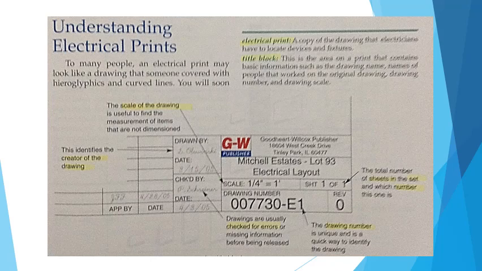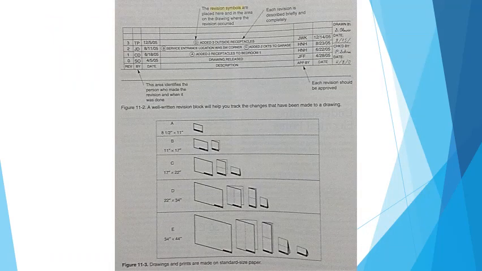Revision blocks. A drawing may require corrections or changes throughout its lifetime. A revision block is an area on a drawing where the changes and corrections are recorded. There may be lettered or numbered symbols next to each revision in the revision block. Look for a similar symbol on the drawing area to find the related revision. The revision block is a good place to look if the print appears to be different from the way it did when the job was first started. For this, see figure 11-2, top of the screen.